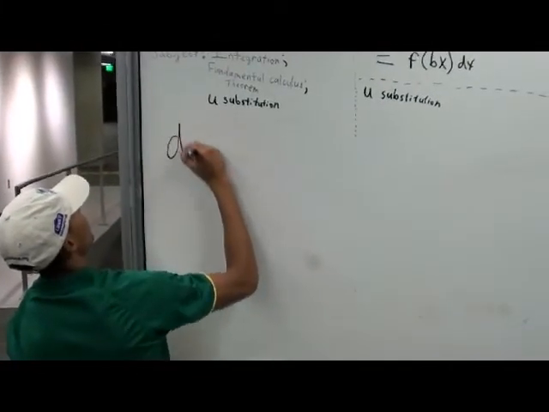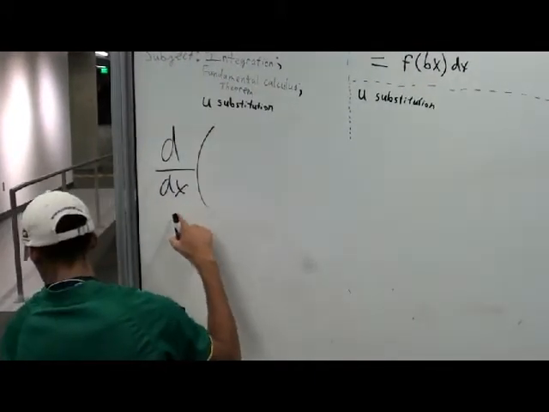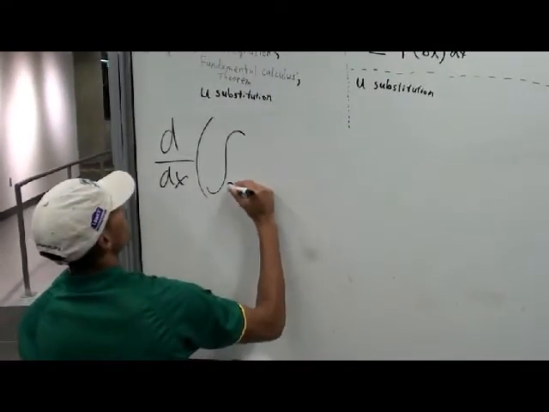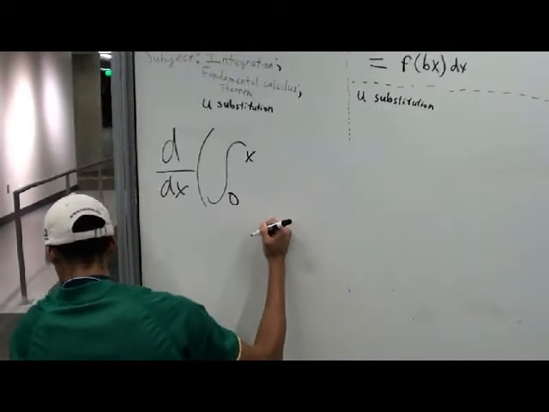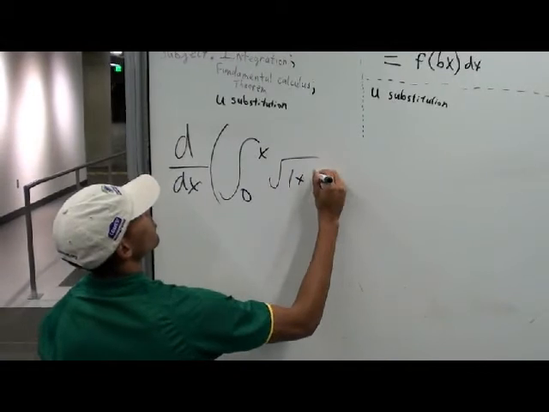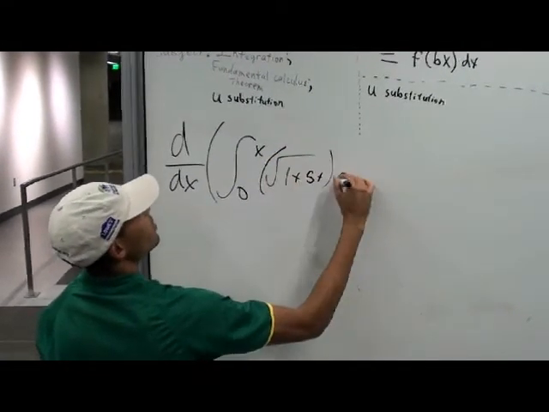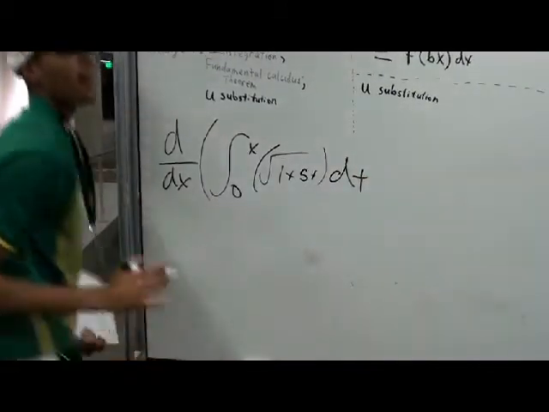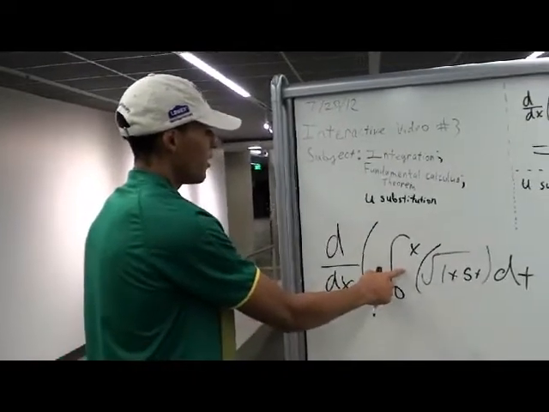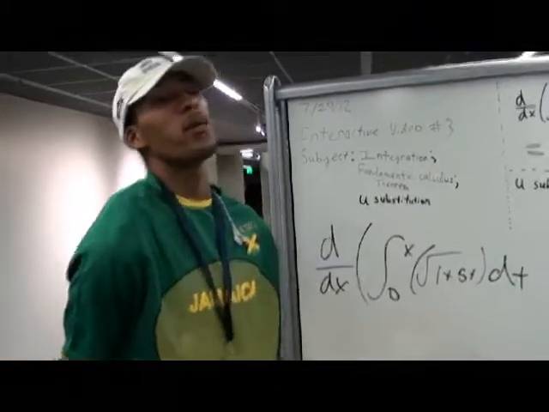So, we're going to write this problem on the board. d/dx. Remember, this is our derivative notation. And then our integral notation looks like this. So, from 0 to x, root 1 plus 5t dt. So I know right now you're kind of lost. How in the world can we integrate with respect to x and take the derivative with respect to x when we're working with t's? What can we do?